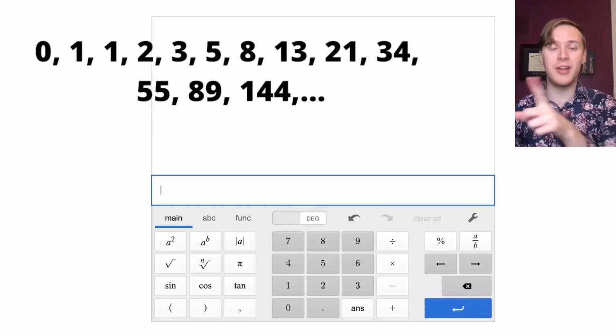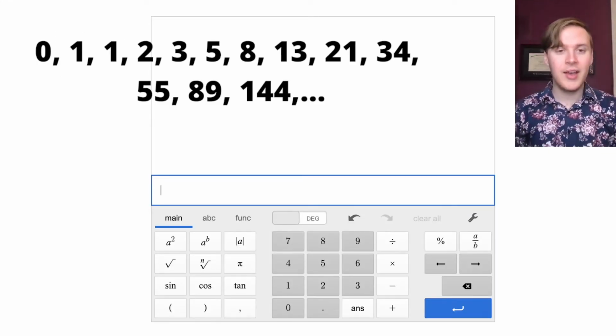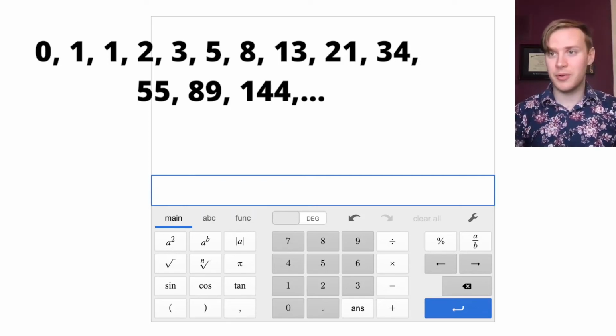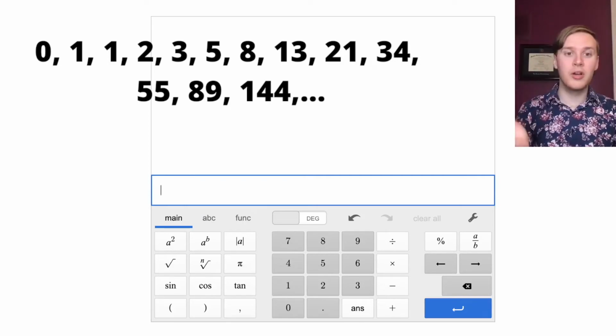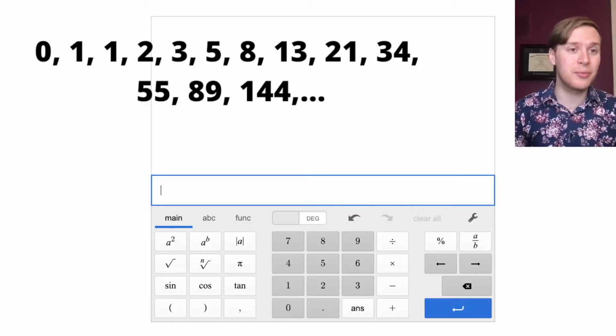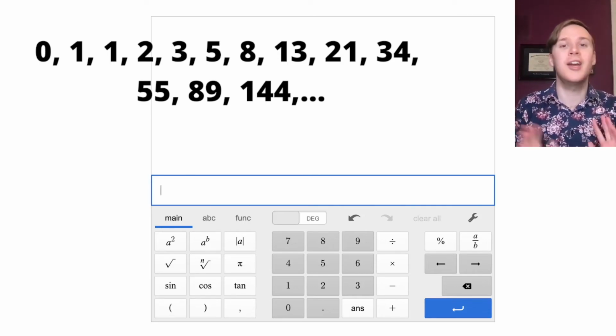So I should have put at the top of the screen when I edited this all the Fibonacci numbers up to the 12th one. We're going to use that to test out if this works on the Desmos Scientific Calculator.